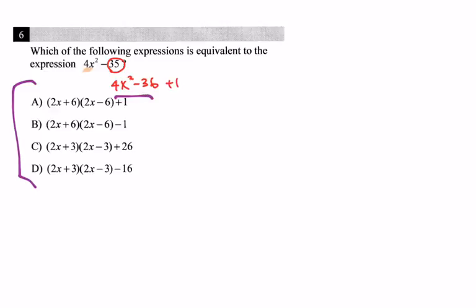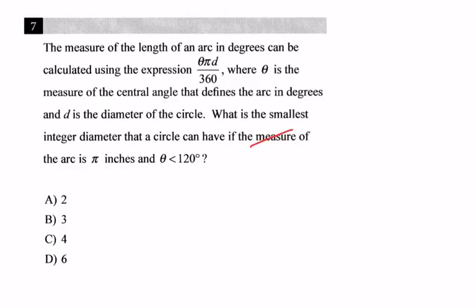But in order for us to make this one equal to the given, we have to add 1 to that. Then when you look at it, wait a minute, 4x squared minus 36 looks like a difference of perfect squares. So if you have to factor that, then the square root of 4x squared becomes 2x, and the square root of 36 becomes 6, which gives us A as our answer. 2x plus 6 and 2x minus 6.